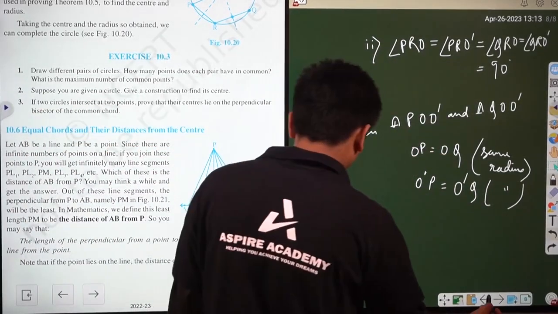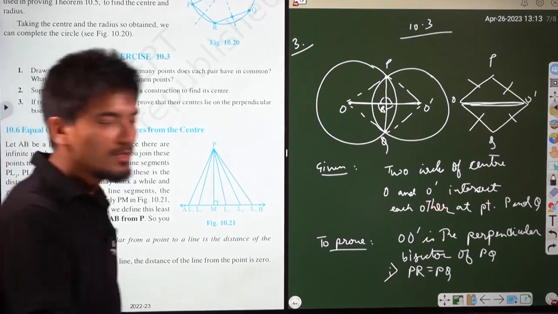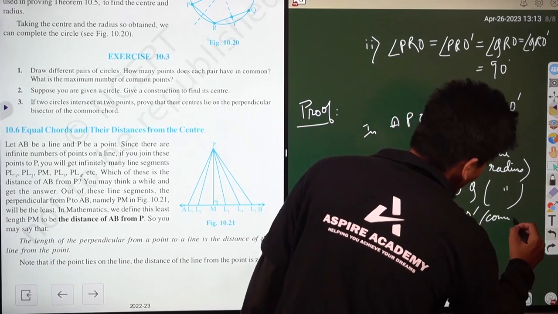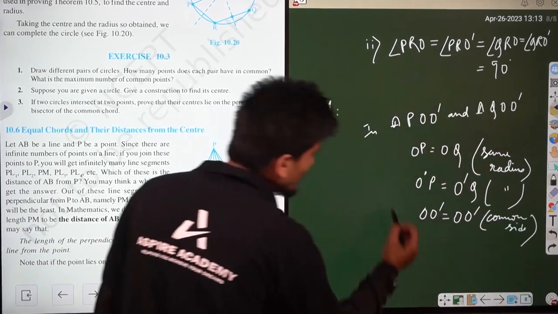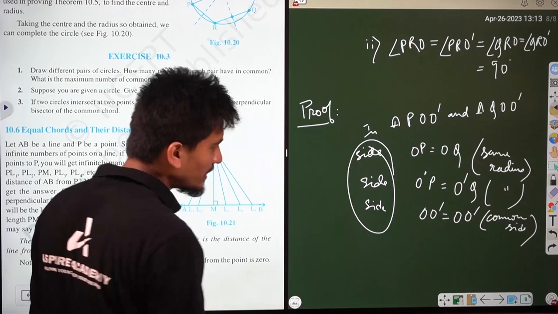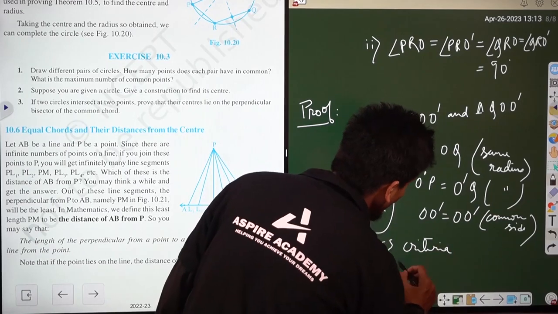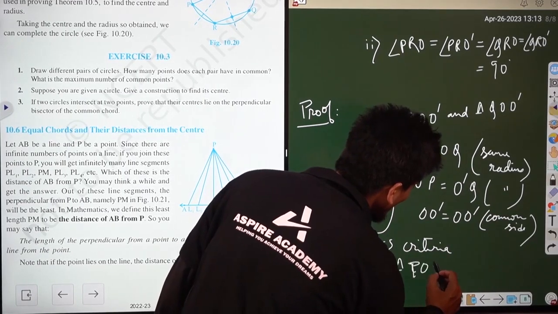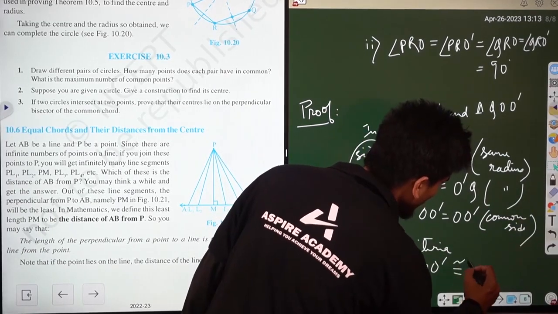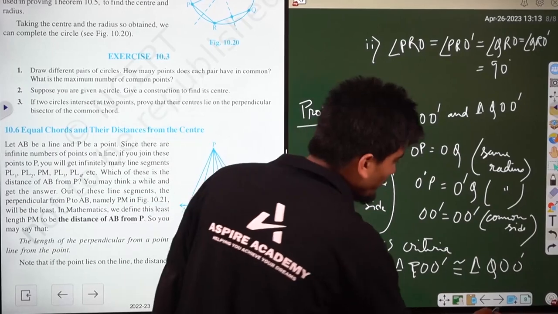And also, we have this side, OO dash. This is the common side for both the triangles. So, therefore, it will be OO dash is equal to OO dash. Why? Because it is the common side. Okay, that means what criteria we have? This is side, and this is side. So that means by SSS criteria, we have that triangle POO dash is congruent to triangle QOO dash. Right.